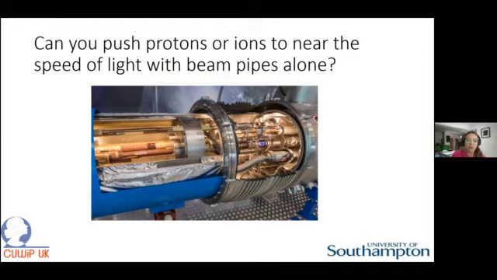Imagine you're trying to push protons or ions to near the speed of light with a single component of beam pipes, and without the other main components of bending magnets and accelerating structures. There's so much more you can apply to building your document to ensure it creates the maximum impact at the shortlisting stage of recruitment.